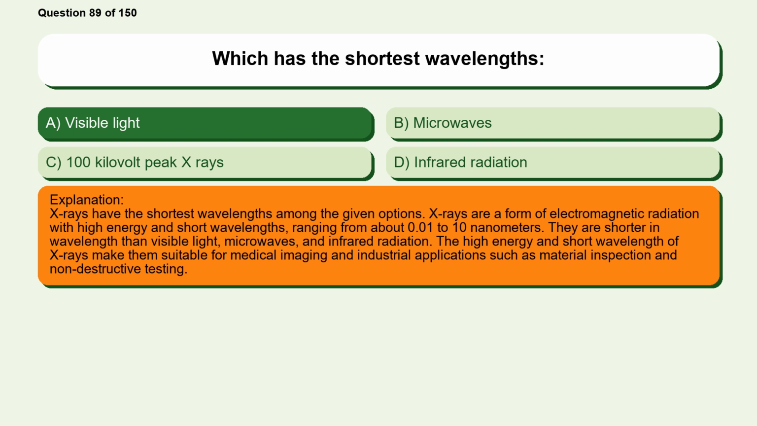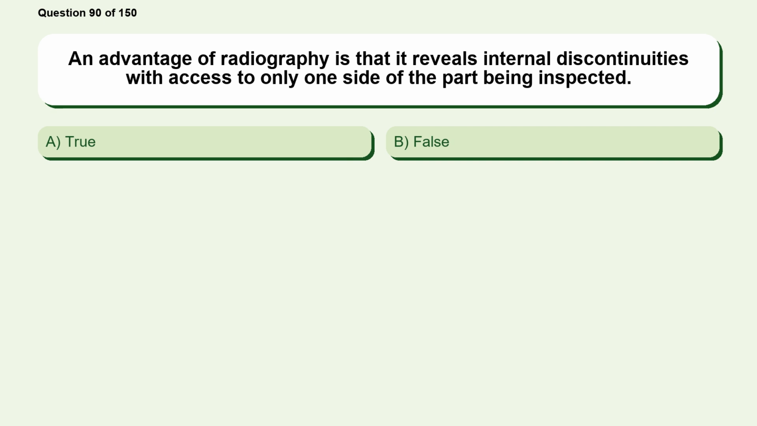X-rays have the shortest wavelengths among the given options. X-rays are a form of electromagnetic radiation with high energy and short wavelengths, ranging from about 0.01 to 10 nanometers. They are shorter in wavelength than visible light, microwaves, and infrared radiation. The high energy and short wavelength of X-rays make them suitable for medical imaging and industrial applications such as material inspection and non-destructive testing.